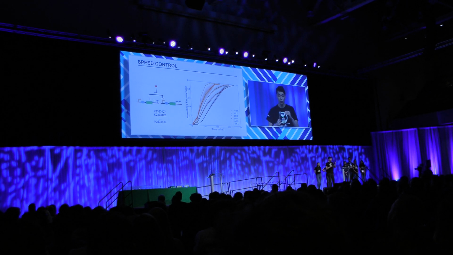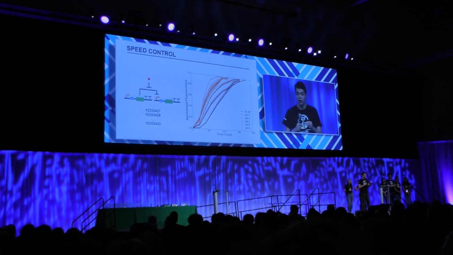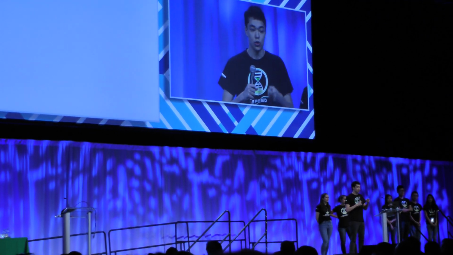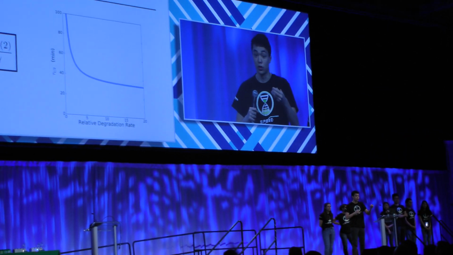But the other question is, we know there's this relationship between speed and degradation, but is it the one that our model predicts? So if you recall earlier, we said that speed is related to the inverse of degradation. And if we plotted that out, it would look something like this.